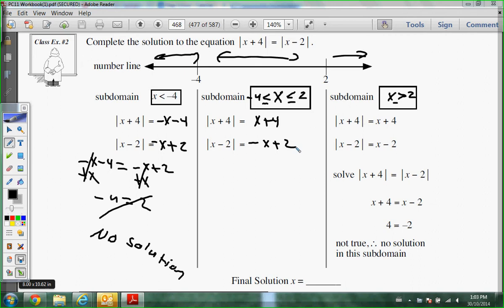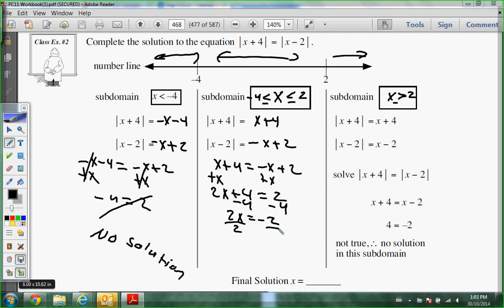I'm going to have x plus 4 equals negative x plus 2, which we like now because when I move my x over, it won't cancel. 2x plus 4 equals 2. 2x equals negative 2. X is negative 1. Is negative 1 between 2 and negative 4? Yes, so that is a correct answer, an acceptable answer.